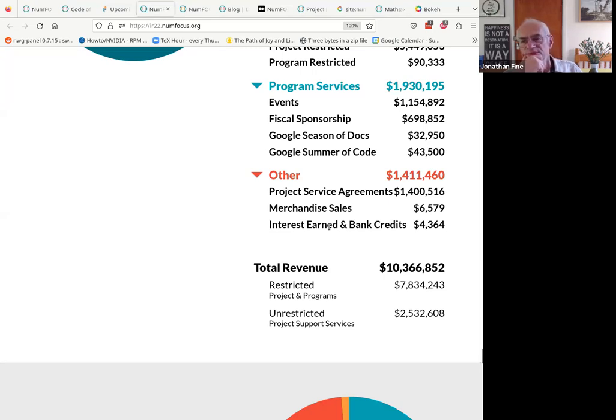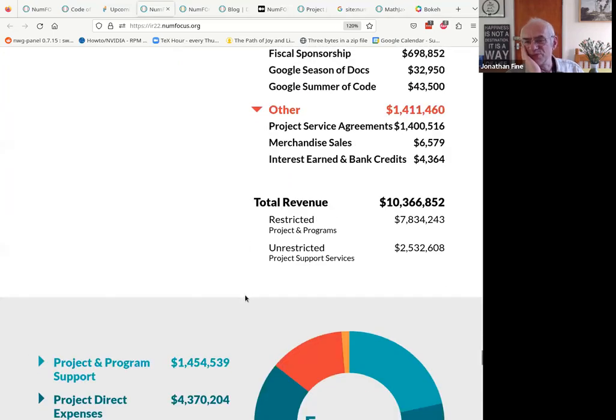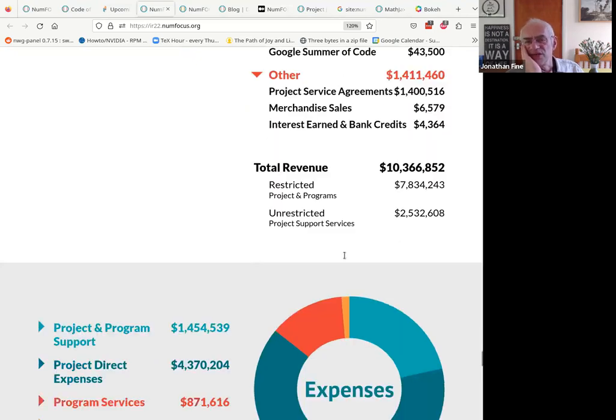So if you want to get, I don't think anybody here is in the position of giving large sums of money to NumFOCUS, but if you want to get money from NumFOCUS, you have to understand what the restricted projects are. And if you really want a large sum of money, then somehow you have to persuade NumFOCUS to apply for one of these grants. But there's plenty of money there.